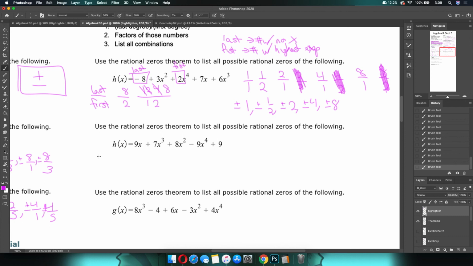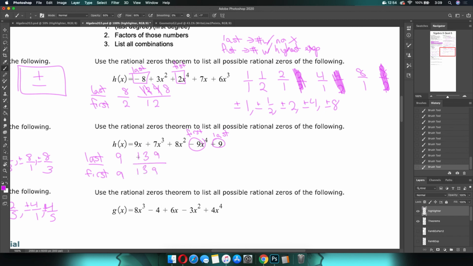And that's the two things that they're training you for problem type 2. First is to go hunting for your degrees, and next is to be aware of the fact that some of these will double count. So, next one. What's our last? There it is right on the end because it doesn't have a variable. Where's our highest exponent? Right there, and that's going to be our first. So it's going to be last over first, and then we have 9 and 9. So we have 1, 3, 9, 1, 3, 9.